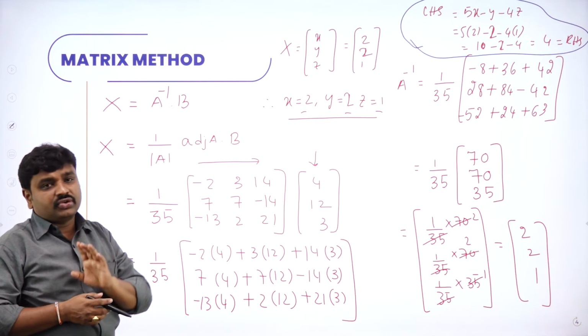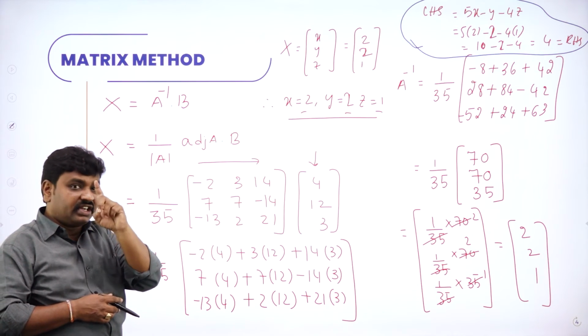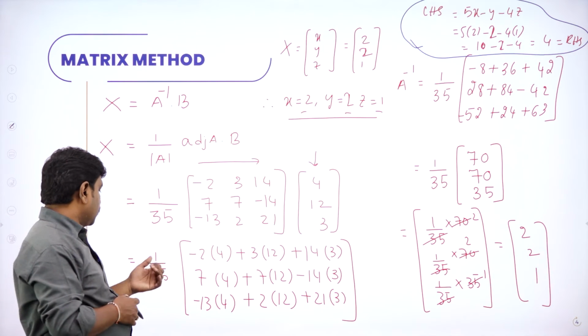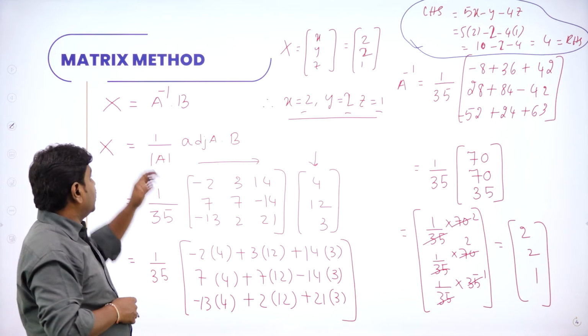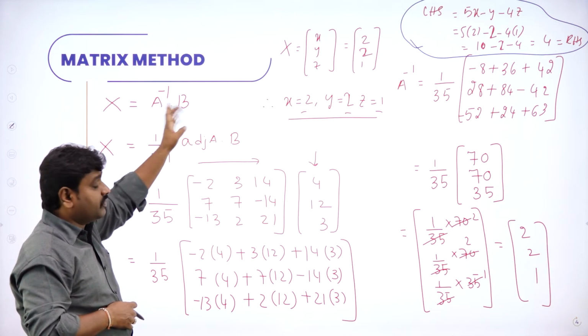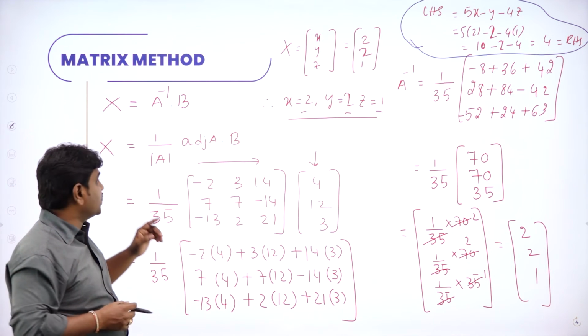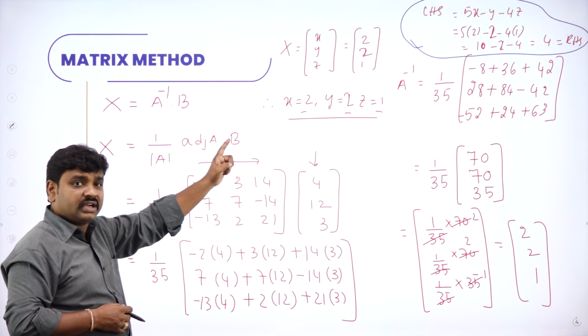You should not forget writing the formula: 1 mark. Finding the determinant: 1 mark. So determinant A, we got 35, for that they'll give 1 mark. Writing the formula, what is X? X is A inverse B. What is A inverse? 1 by determinant A into adjoint A, into B.